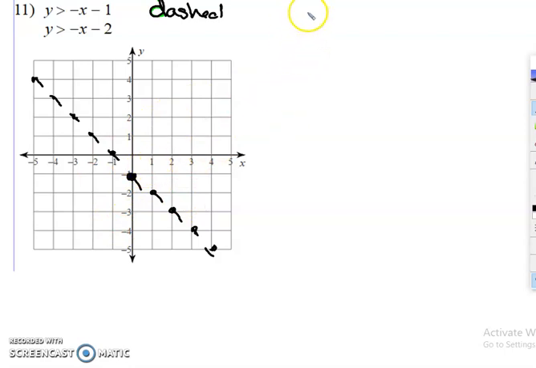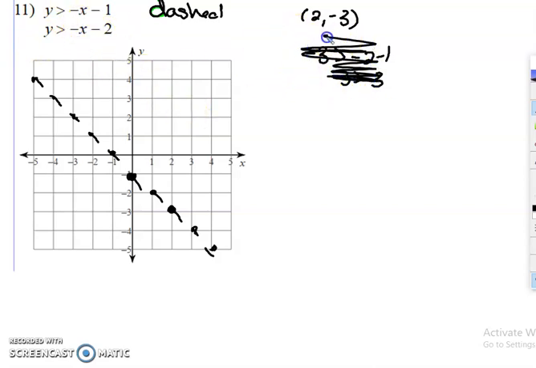Let me show you. If I put in 2, -3, this point right here, I get -3 is greater than 2 minus 1. -3 is greater than -3. Is that true? No, they're the same, but I don't have an equals to, so it has to be dashed. So those points that lie on that dashed line are not included.